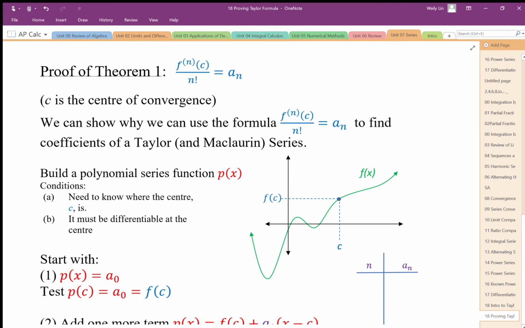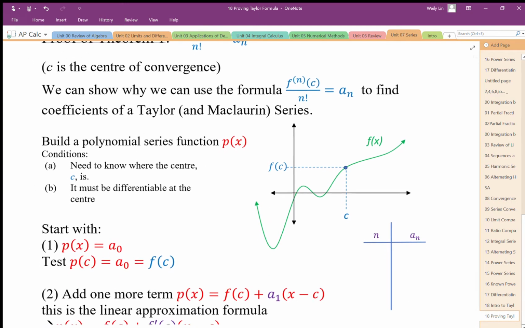So we're going to look at justifying or proving theorem 1 for the Taylor series. We can get the coefficients of the terms by using the nth derivative at the center c divided by n factorial. This coefficient is what we use for Taylor-Maclaurin series. Maclaurin series is just a special case where the c value is equal to 0. It's the simplest case of the Taylor series, but we'll generalize it for any center c.